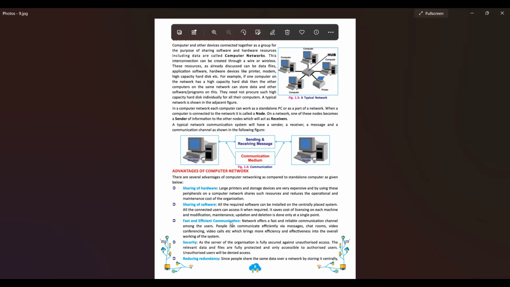Next is security. Security is an important aspect. Networks are reliable due to password protection and all those things, so data can become very secured.